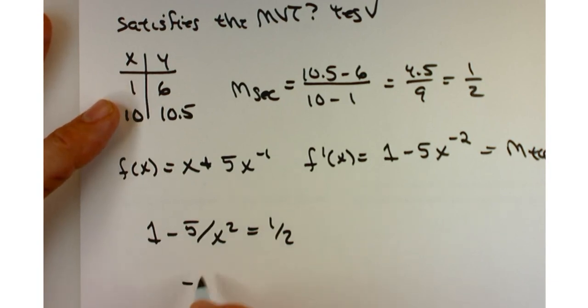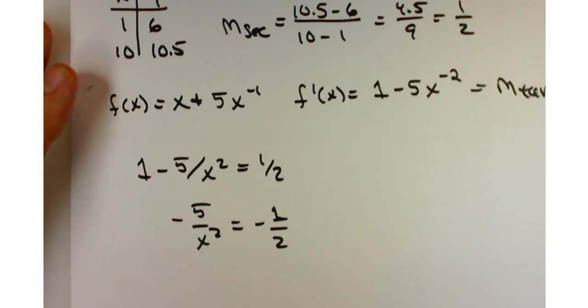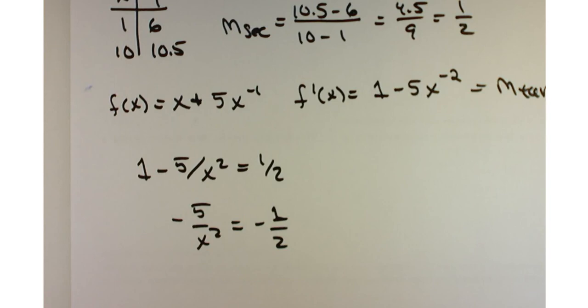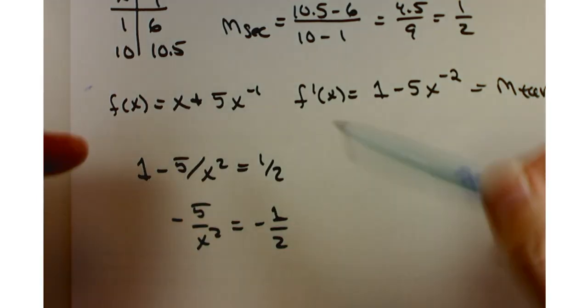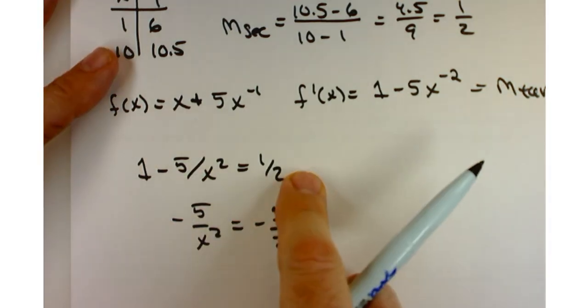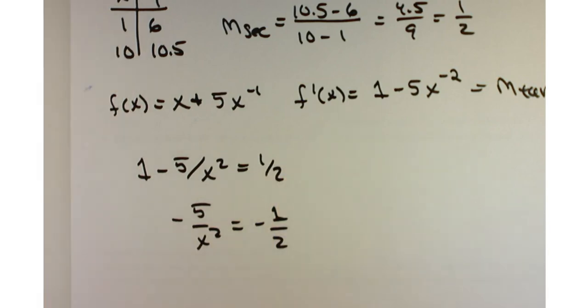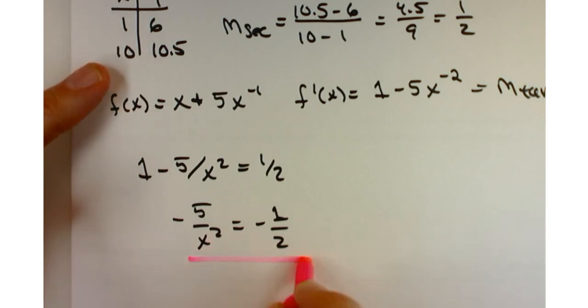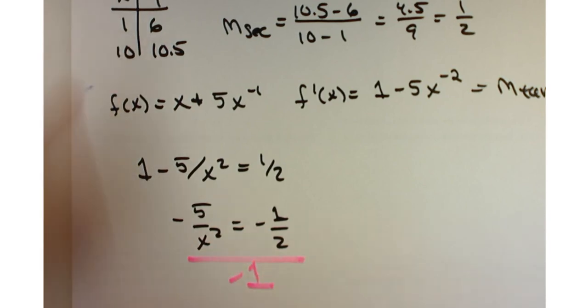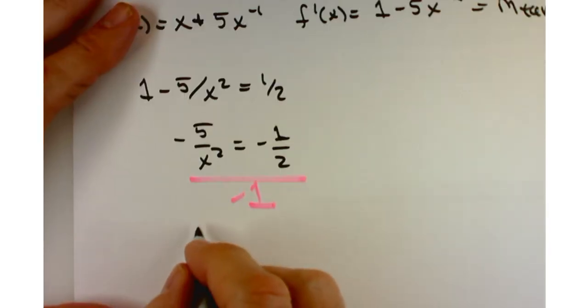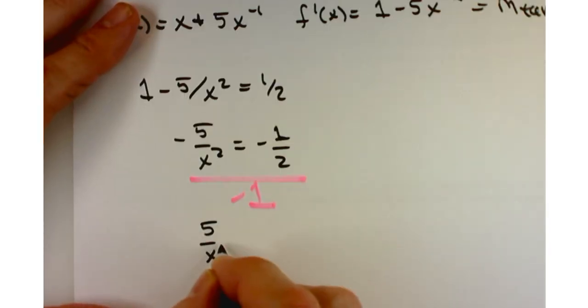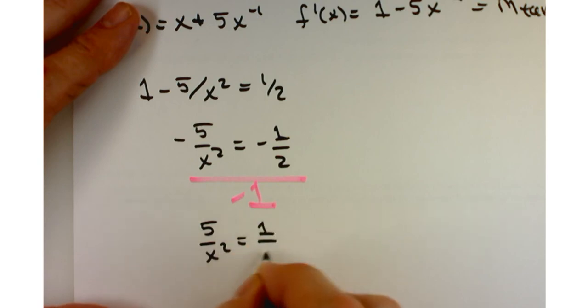I'm going to do something I usually don't, which is not mess around to try and avoid a negative. Sometimes it's more work to avoid a negative. In this case, I'm just going to subtract 1 from both sides. And I'm stuck with a negative that I don't really like, so I can divide both sides by negative 1. And that's just going to pleasantly get rid of the negatives for me. 5 over x squared equals 1/2.